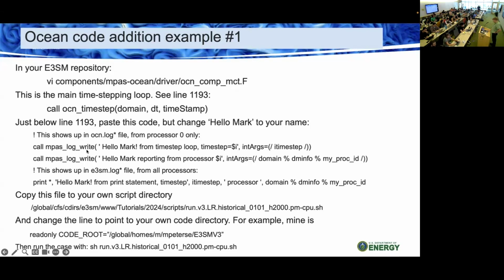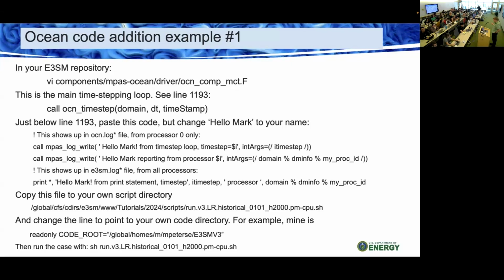In MPAS, there's a log writing system, but you can also use an old-fashioned Fortran print or write statement. I have both of them there. So you can grab these little lines of code and replace it with your name. What I want you to see after you run it is that the log system goes to the ocean log file, and anything that you do with an old-fashioned Fortran write or print statement goes through to the E3SM log file. So you can still do what I call old-fashioned debugging, right?